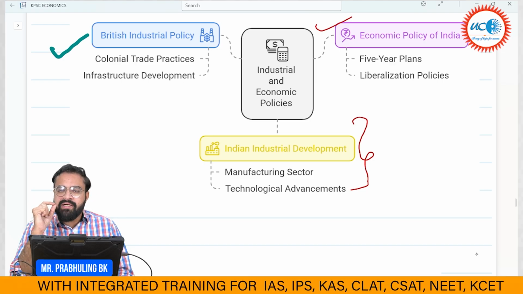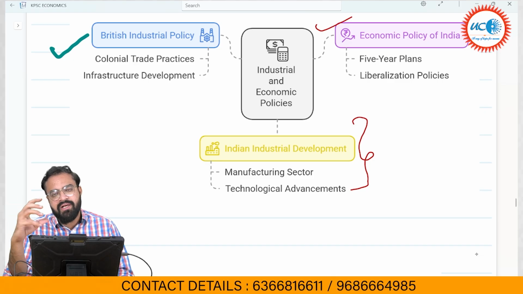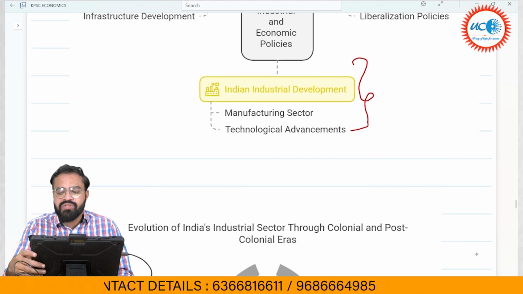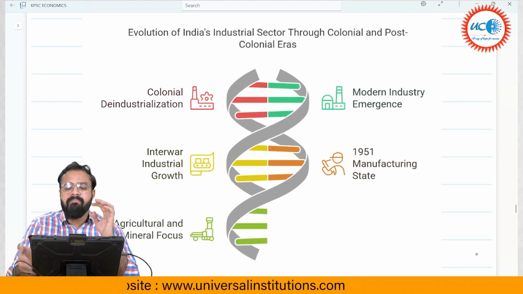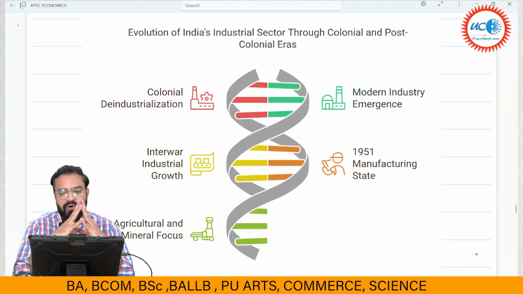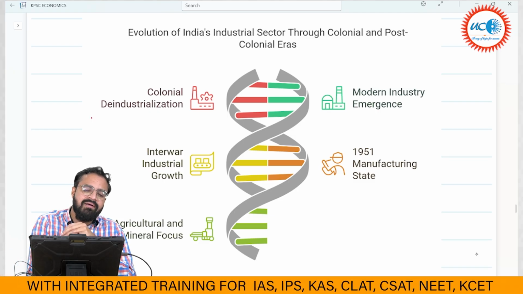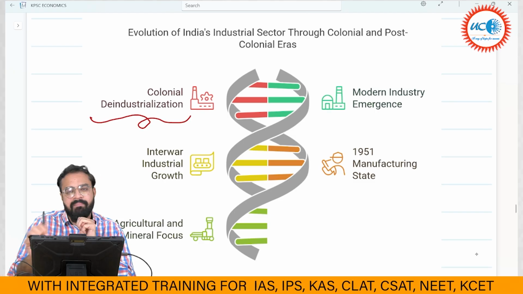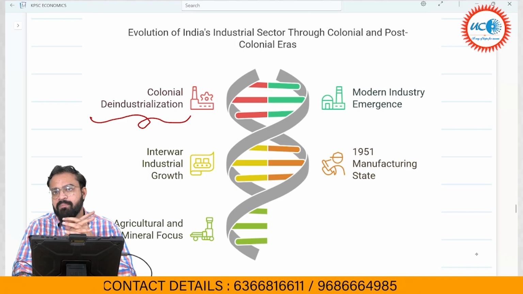So what Britain did was very clear: India was a mere exporter of raw material and a destination for finished goods. If you analyze their overall policies, the main observation was that, first and foremost, colonial de-industrialization happened. That means systematic de-industrialization took place during that time.